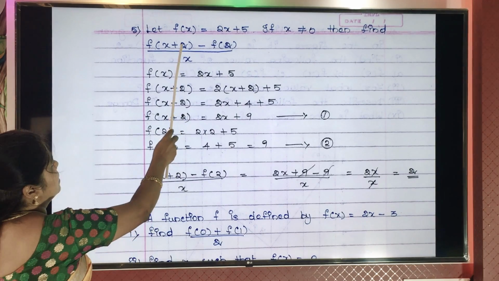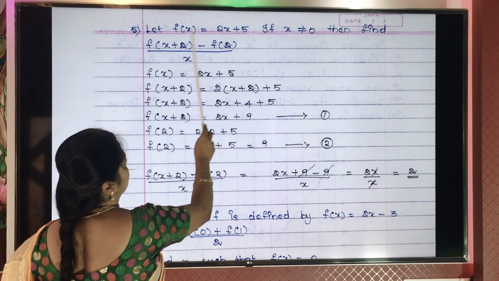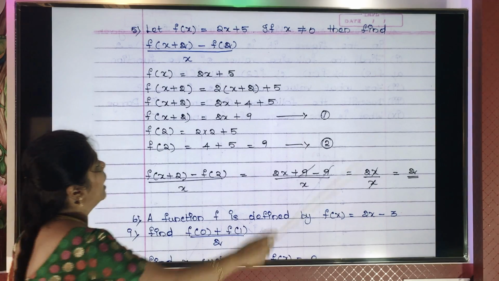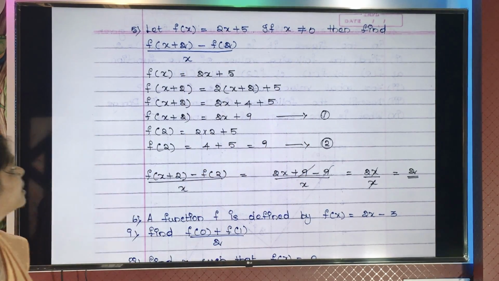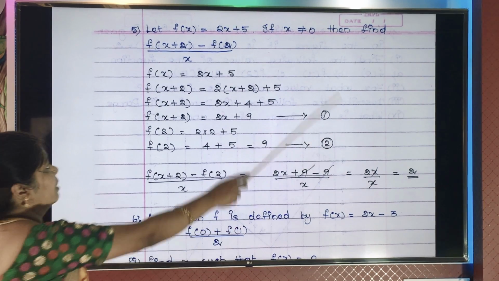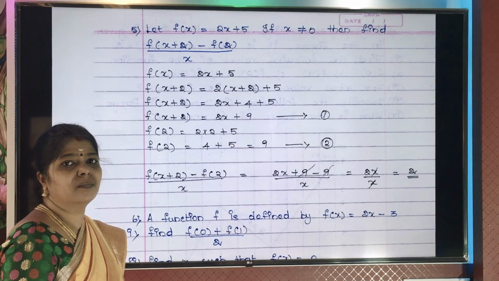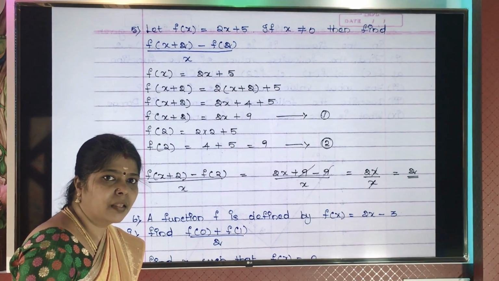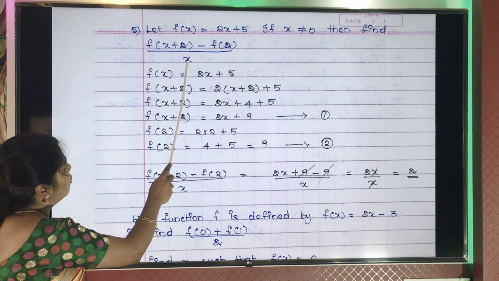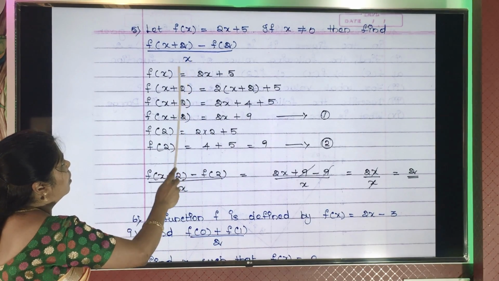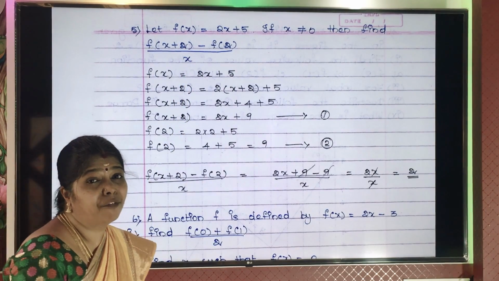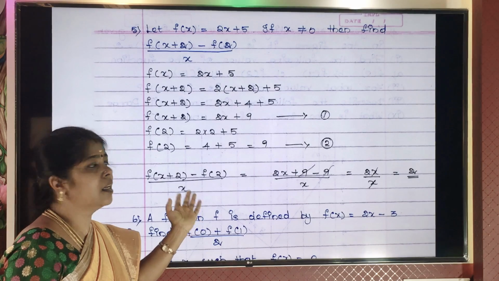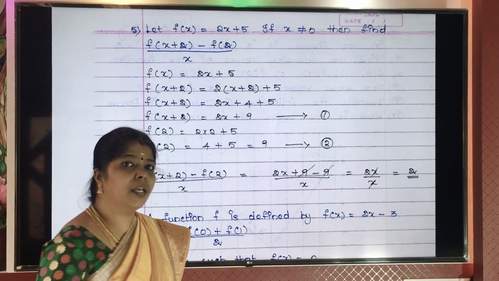Let f of x is equal to 2x plus 5. This is the rule given. And they have told x not equal to 0. We are supposed to find f of x plus 2 minus f of 2 divided by x. Why have they told x not equal to 0? Can anybody guess? Why? Because if you put x as 0, what will happen? A number divided by 0 will be undefined. Okay, that is the reason they have told x not equal to 0.